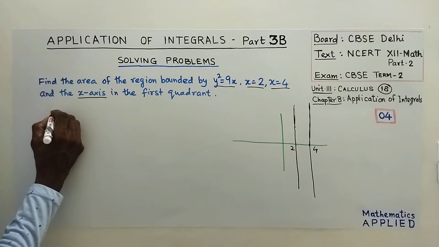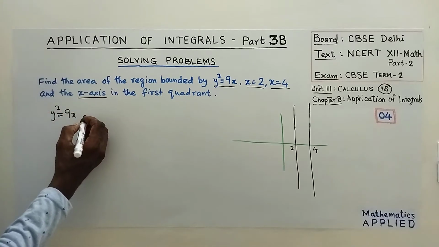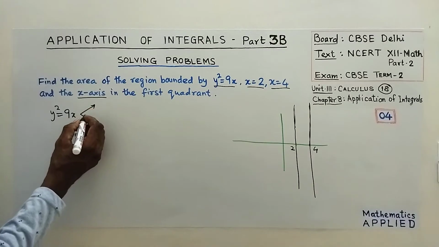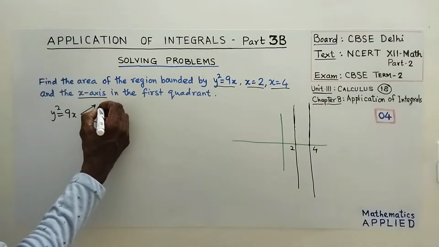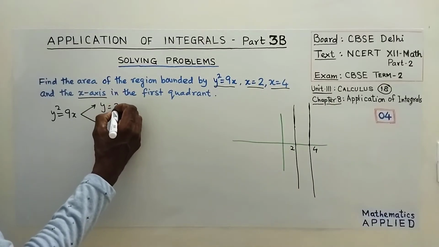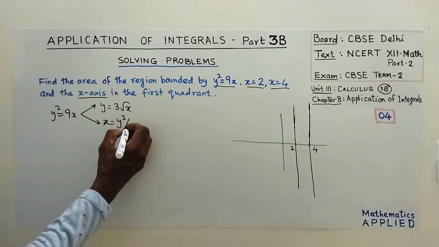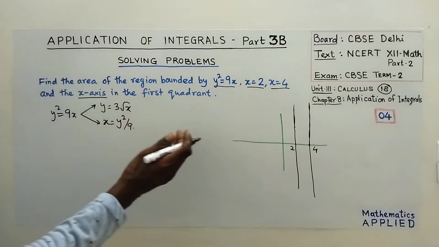Now we will take y square equals 9x. This we can convert into two forms. You can either write one of them, depending upon what is required. I am writing both of them: y equals 3 root x and x equals y square by 9. Now we would require any one of them, depending upon what method we are going to use, with what axis we are going to integrate.